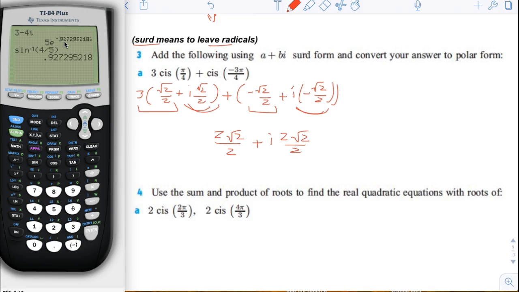So in the end, let's cancel out here, we end up with square root of 2 plus i times square root of 2. If we drew that triangle, it would be at 45 degrees, right? Because both sides are square root of 2. And the hypotenuse of this triangle would be square root of 2 squared plus square root of 2 squared. Square root of that would be 2. So the cis theta form, or the polar form, would be 2 cis pi over 4.